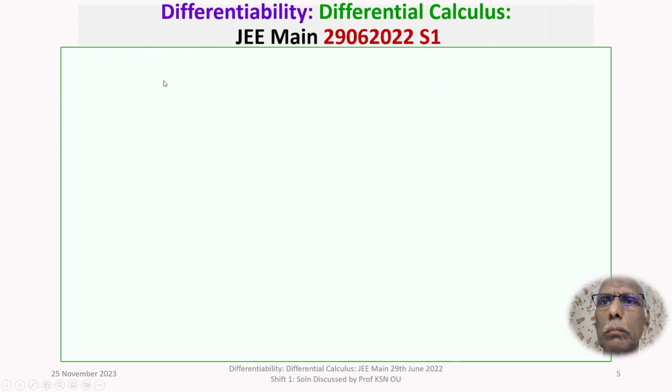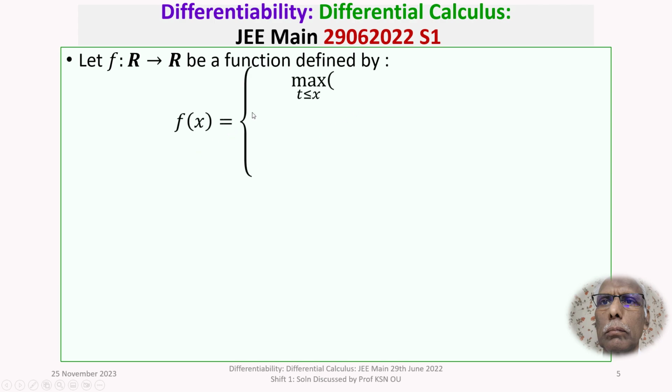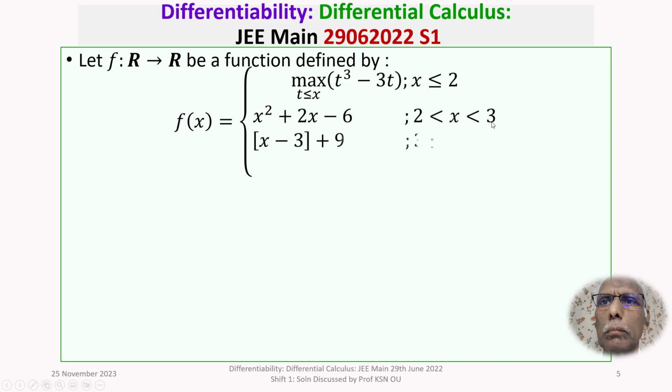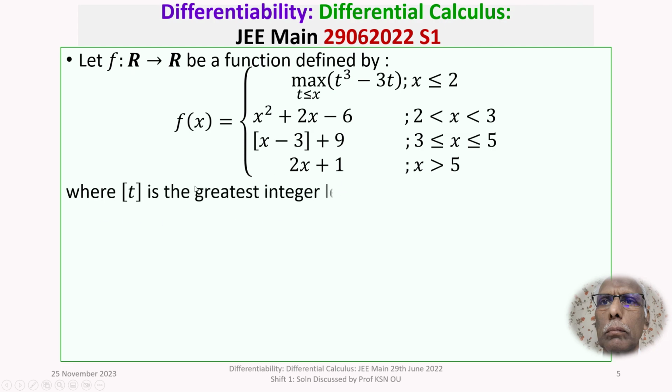The given question is, let f be a function from the set of real numbers into itself defined by f of x is equal to, it is defined like this, as a piecewise function. Agreed? Now, where this bracket t is the greatest integer less than or equal to t.